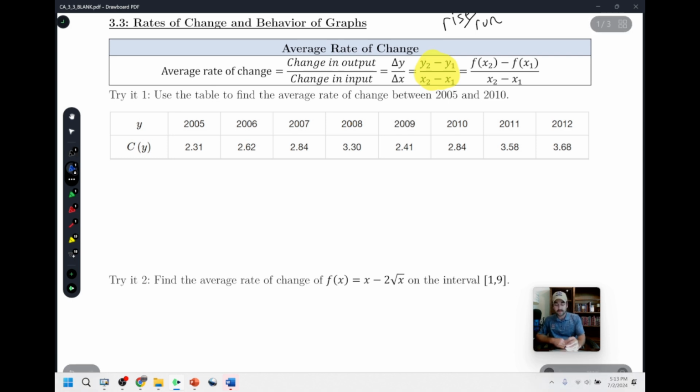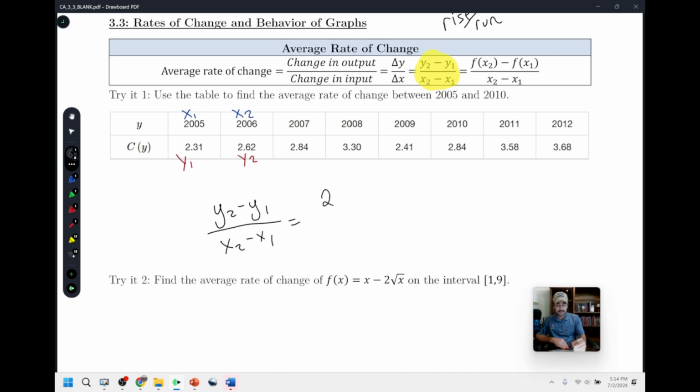So we've got some x values, some independent variable values, some inputs. I call them x1, x2. And then we've got some y values, some dependent variables, some outputs. And then we're just going to plug those right into the formula that we've given up there above for the average rate of change, which is y2 minus y1 over x2 minus x1. And that's going to be 2.62 minus 2.31, all divided by 2006 minus 2005.